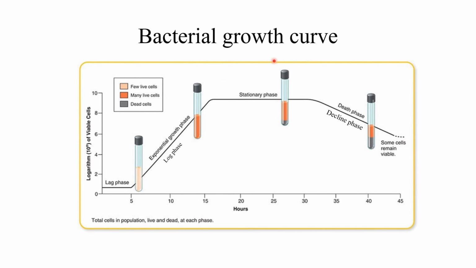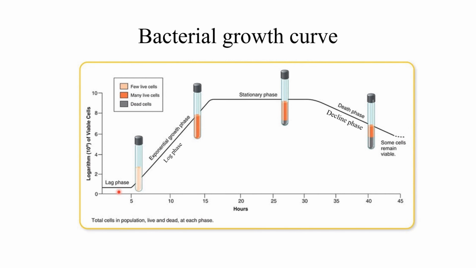So this is the graphical representation of the bacterial growth curve, and this is the x-axis. X-axis is for hours or time and this y-axis is for the viable count. Here we can see the viable count and time. And bacterial growth curve mainly has four phases. First one is the lag phase, then log phase, stationary phase, and decline phase.